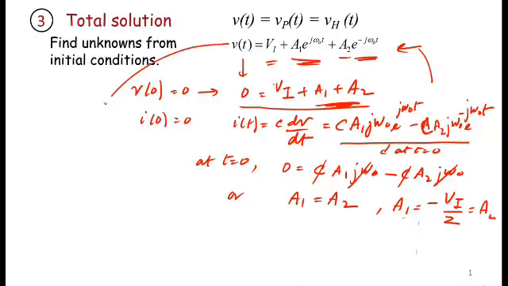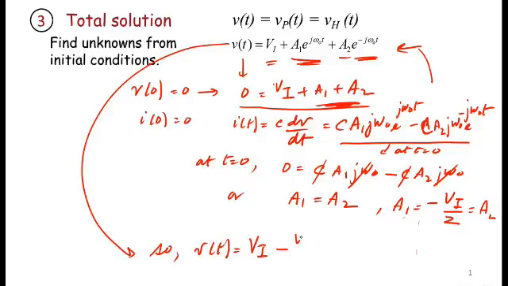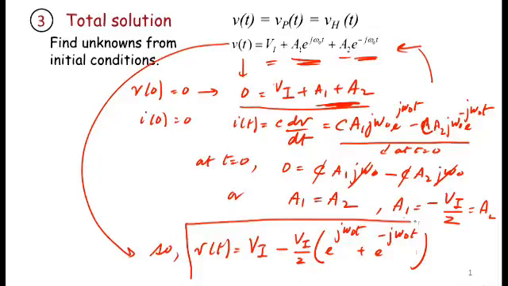If I take this expression here and substitute in for A1 and A2, what do I get? V of t is equal to Vi minus, okay, A1 is minus Vi by 2 and A2 is minus Vi by 2. Both are the same, so I get Vi divided by 2, and I can collect up in parentheses e raised to j omega naught t plus e raised to minus j omega naught t. There you go. So there is my solution to the differential equation that I started out with.